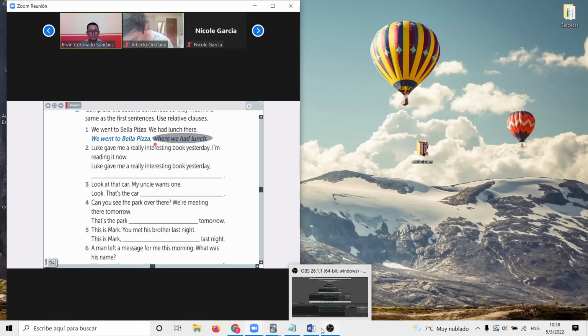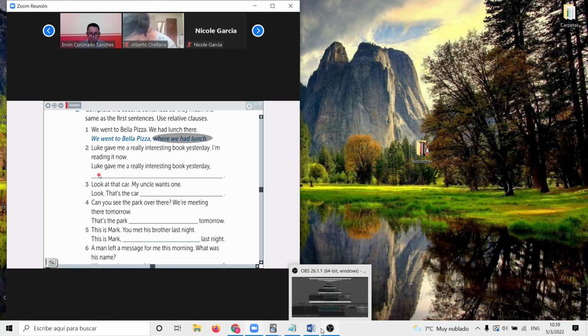Okay, let's check together. Number one is already done. So what about number two? Any volunteer? Which reading now? Yeah, Luke gave me a really interesting book yesterday, comma, which I'm reading now. Yes, correct. Number three says, look at the card. My uncle wants one. So look, that's the card that my uncle wants. Correct.